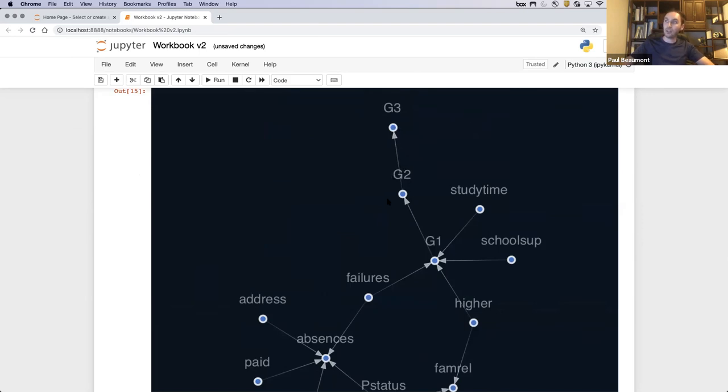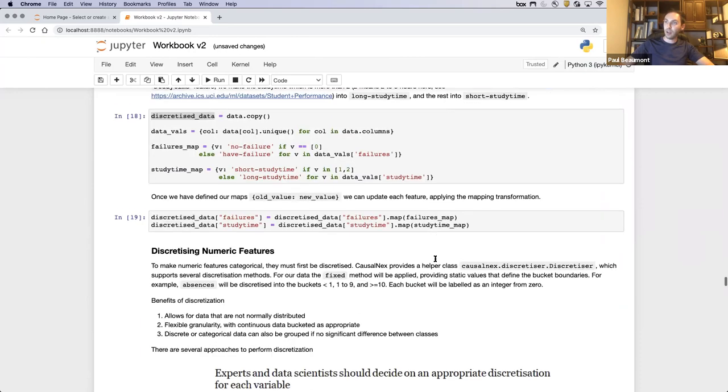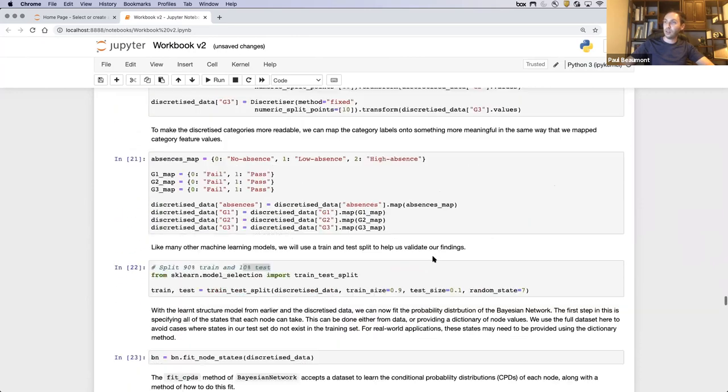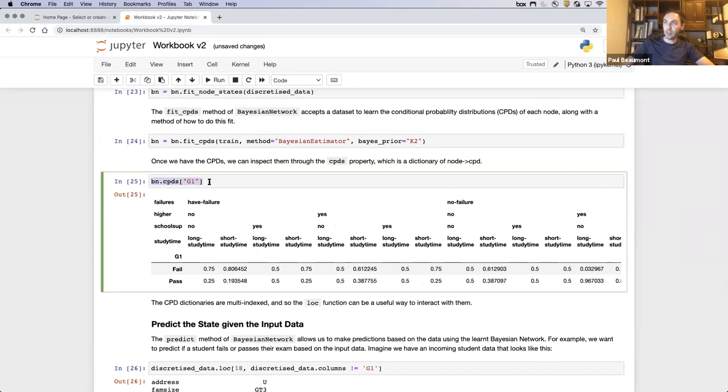And what happens in a Bayesian network is that each child is conditionally dependent on the parent node, okay? So if I was to look at G1, because this is the node that I've got further down in the notebook, right? G1 is the child node of study time, schools up, higher, and failures, okay? So these are all of the parent nodes of G1. So if we were to look at the CPD of G1, which we can do, let me scroll back down here. So this is the CPD of G1.